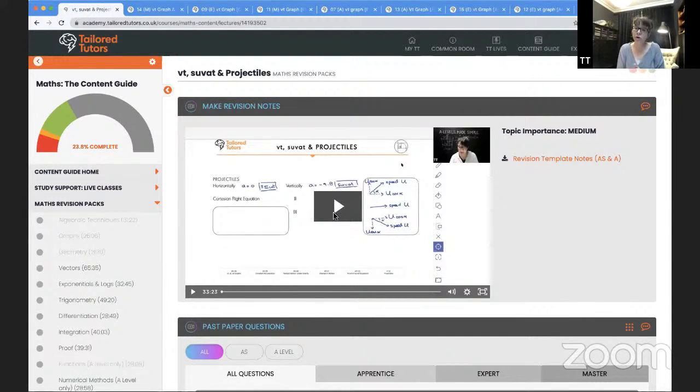Now you can also use the TT method when you're doing topic revision, okay? But my proviso, don't forget that some topics are more important than others. So don't give all topics equal value. So a good place to start, we've decided we're going to do VT SUVAT for whatever reason. We come in and we have a look at the revision pack page.